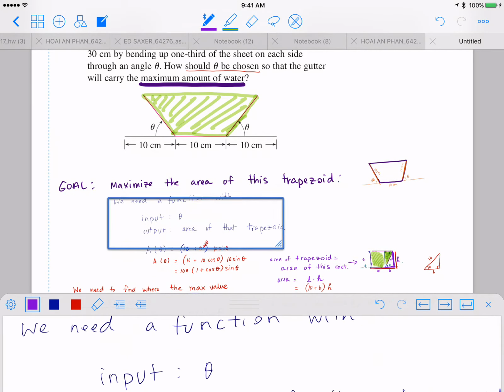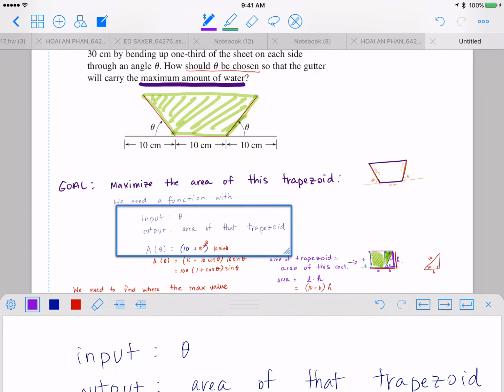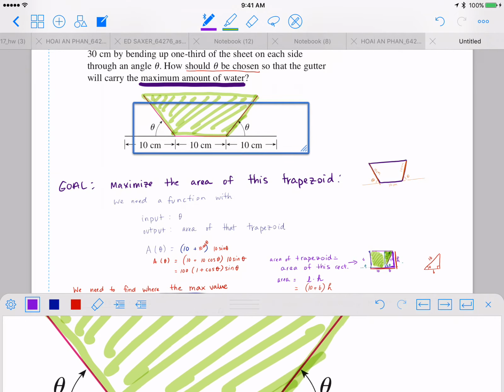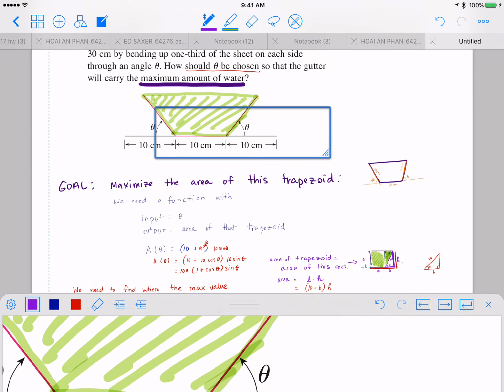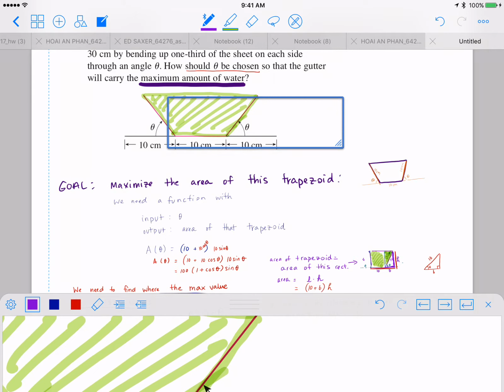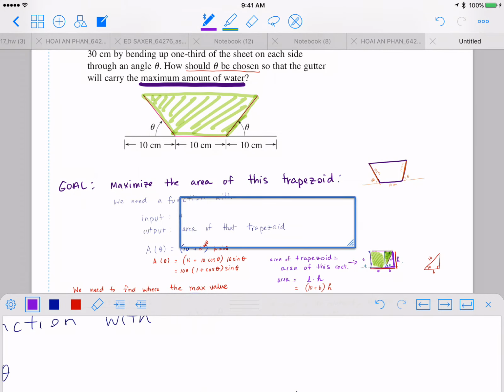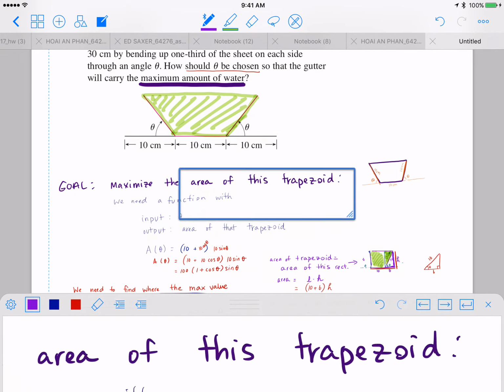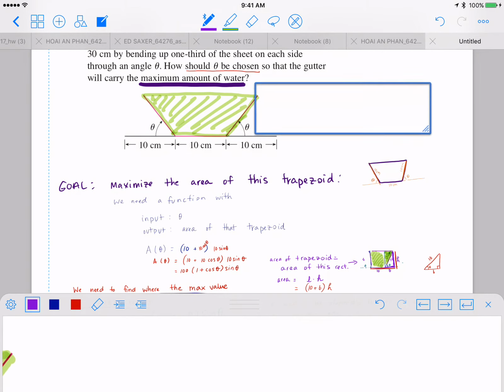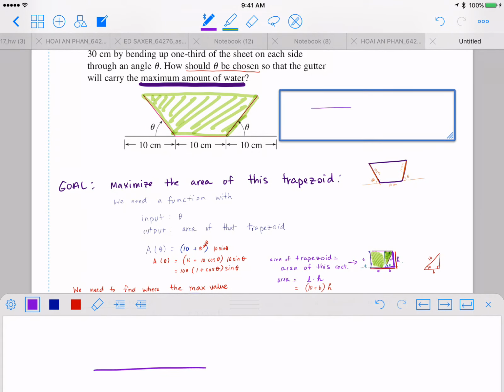So let's look here. If our input is theta, what are the values of theta that we are allowing, right? So from our picture, we are bending this sheet of metal, and it really only makes sense to have theta in between 0 and pi over 2, right? Because 0 would mean you don't bend it at all, right? So that would be 0. And then pi over 2 would be if you bend it to a 90 degree angle.